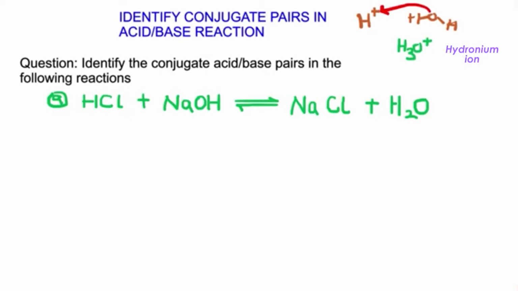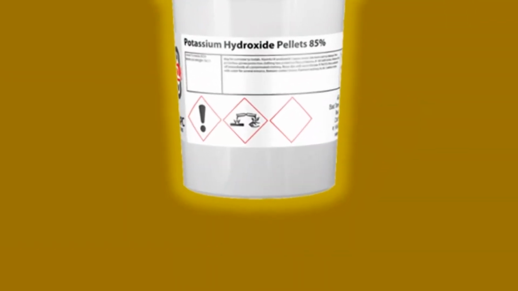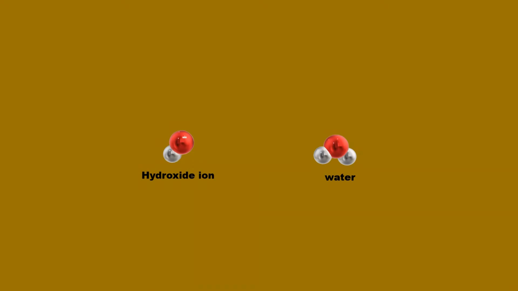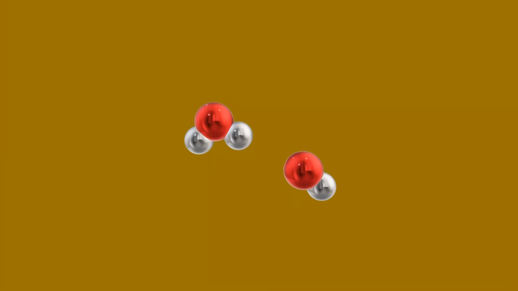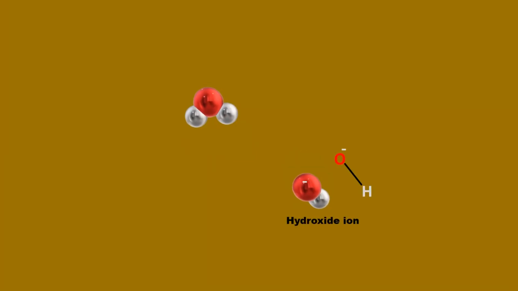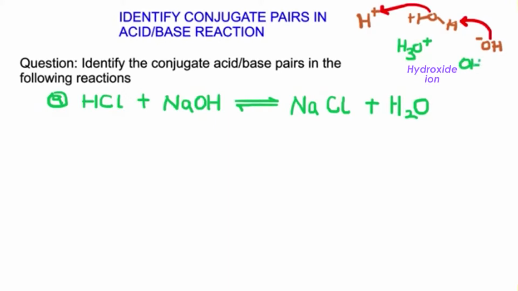Now on the other side, when it comes to a base, we must have a species that contains a hydroxide ion, which is represented as OH minus. What happens is that when water is floating around in that particular solution, this hydroxide picks up a hydrogen atom in water, which results in the formation of water, and another hydroxide is released in the process.